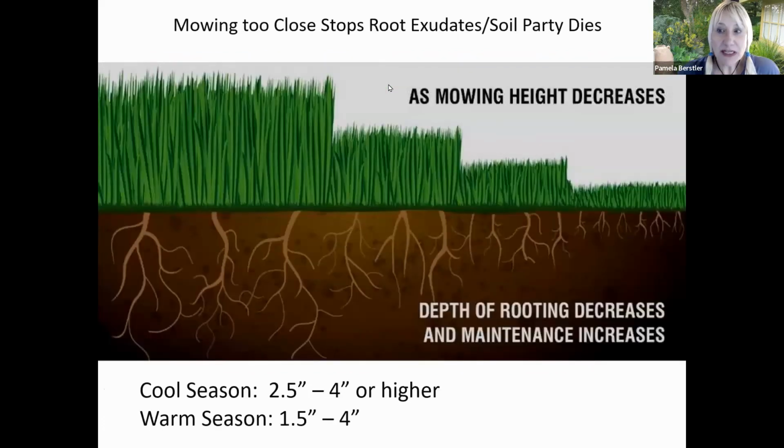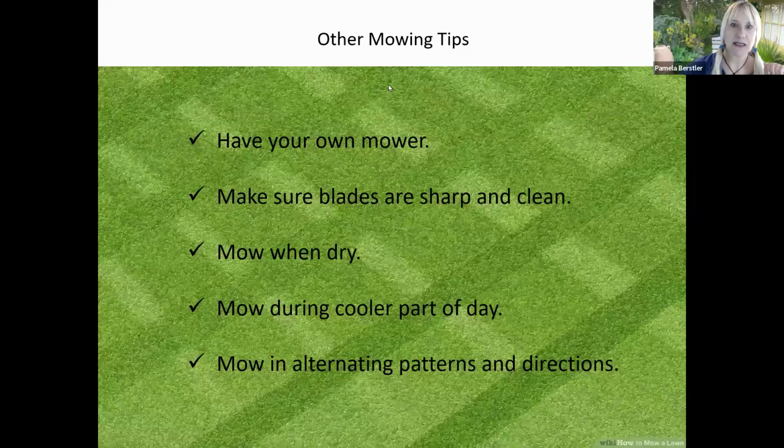Mowing too close definitely is a problem, because what happens is when you cut more than a third of the plant, that plant actually stops putting out exudates into the soil. And exudates are what manage the soil party. So you don't want to mow too close. Really, 4 inches is great for cool season grass. And 4 to 7 inches, remember, is the optimal grass. So manage that root depth. Keep things longer.